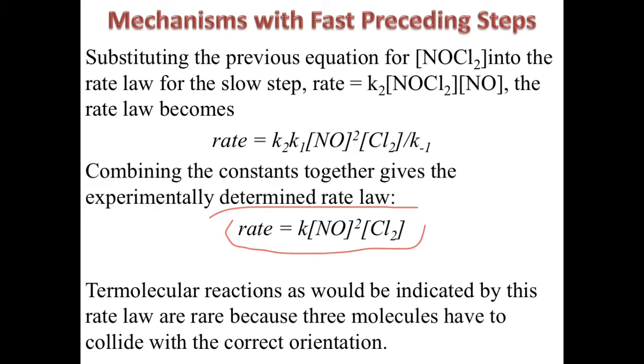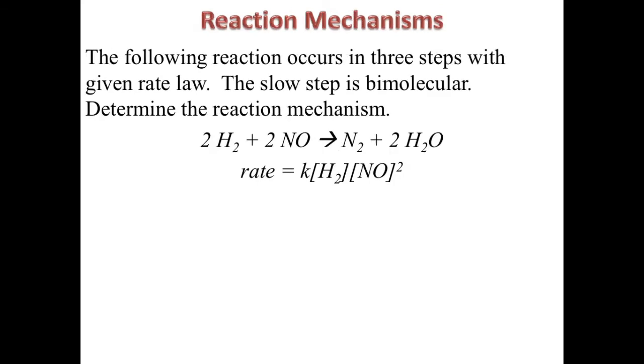But this termolecular reaction actually occurred in 2 steps, with one of the steps being slower than the previous step. The following reaction basically occurs in 3 steps, and the slow step is bimolecular. Determine a reaction mechanism. The overall rate law is rate constant times the concentration of hydrogen times the concentration of nitrogen monoxide squared. Seeing how the slow step is bimolecular and the rate law is termolecular, that tells us that the slow step is either the second or the third step.